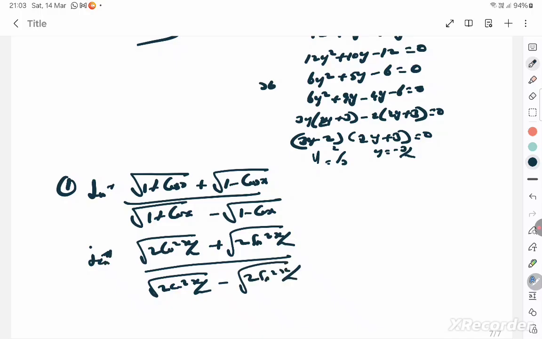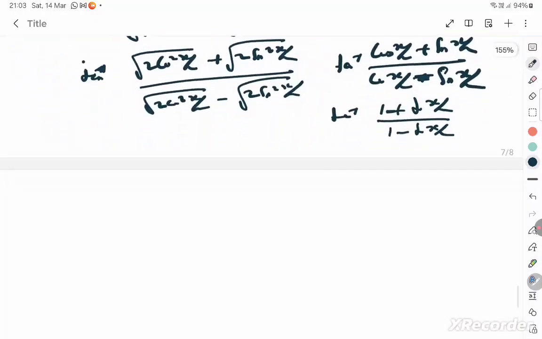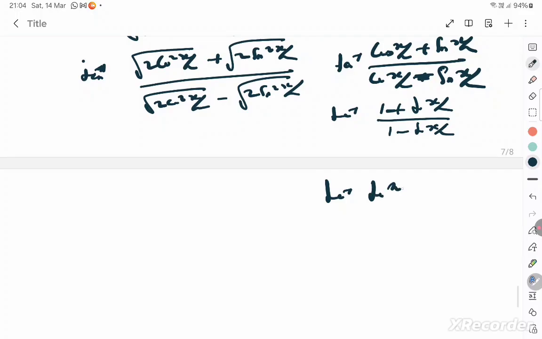The tan inverse is outside. The root 2 throughout gets cancelled. The root and square get cancelled, it becomes cos x by 2 plus sin x by 2 by cos x by 2 minus sin x by 2. You can divide throughout by cos x by 2, it becomes 1 plus tan x by 2 by 1 minus tan x by 2. A tan inverse of this is simply tan of pi by 4 plus x by 2.